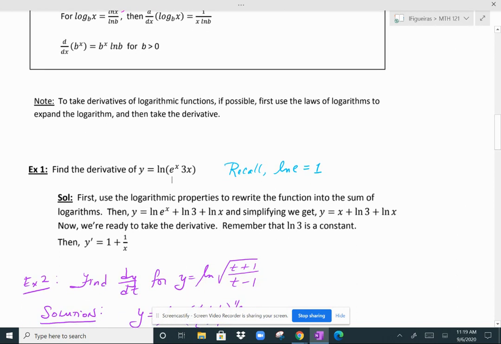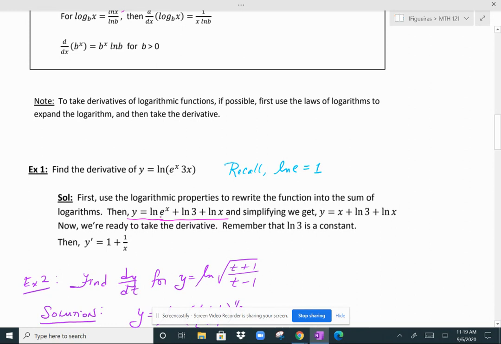So first I rewrote the y as y equal to ln of e to the x plus ln of 3 plus ln of x. So I used the product law, rewrote this product as the sum of 3 logarithms.